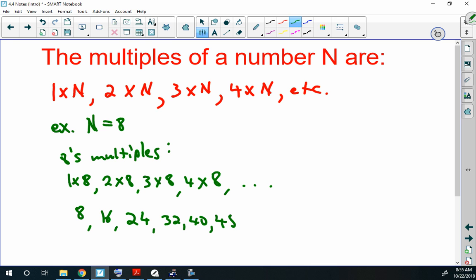6 times 8 is 48. 7 times 8 is what, 56. 8 times 8 is 64. 9 times 8 is 72. Whoops, 72. And 10 times 8 is 80. And then 88. And then 96, etc. Okay.